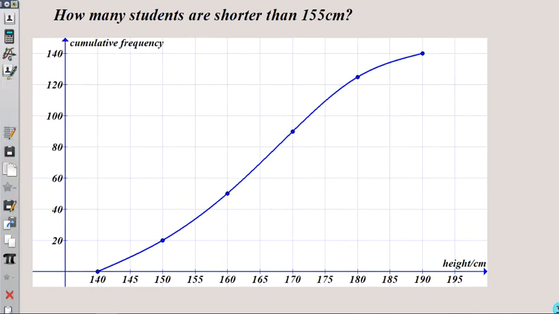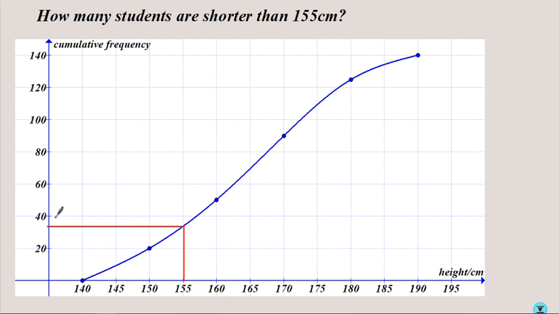155, and then we draw a perpendicular line to meet the curve. And then from that point we draw a horizontal line until we intersect the cumulative frequency axis, which is the vertical axis. And we read off the value on the vertical axis, and that's 34. This tells me that there are 34 people that are shorter than 155.